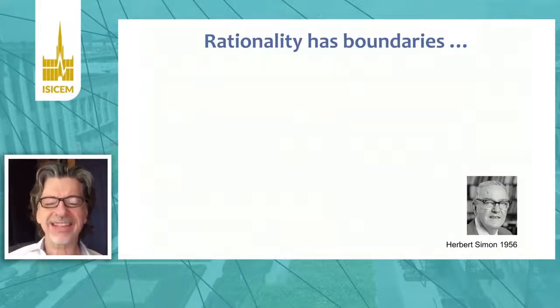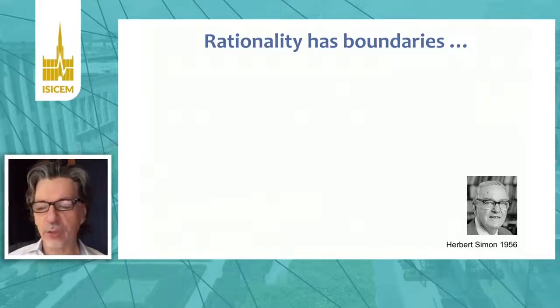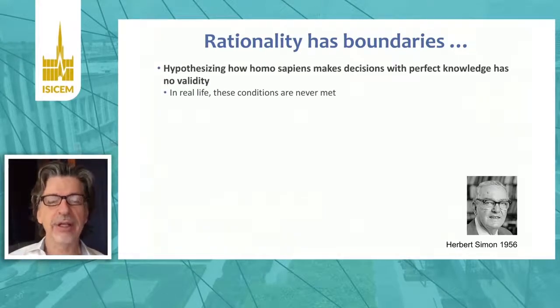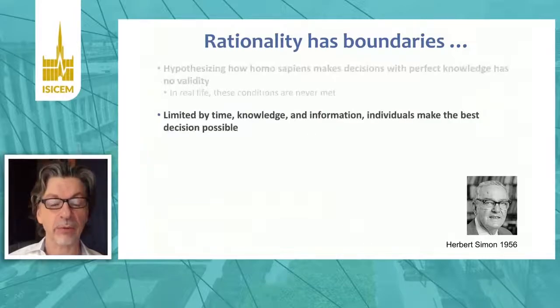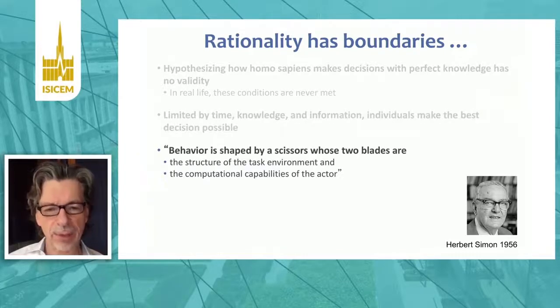The problem with this is that it's not quite right. A key threat to all of this is that it assumes that armed with perfect knowledge, we would be entirely rational. But rationality has its boundaries. We rarely, in fact, have perfect knowledge, and so it doesn't actually inform how decisions are made in the real world. Instead, decisions in the real world are influenced by time, knowledge, and information, all of which are limited, and so we try to make the best possible decision.